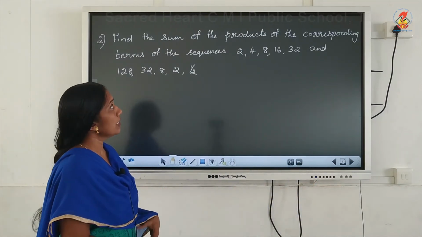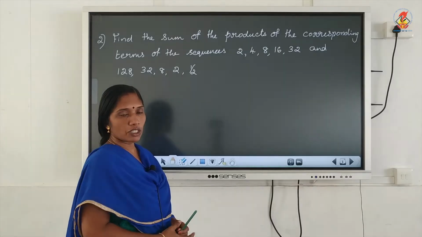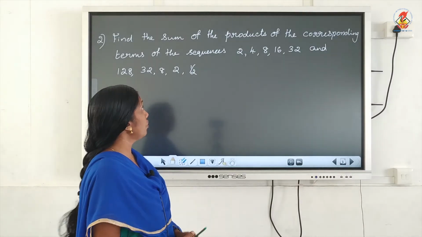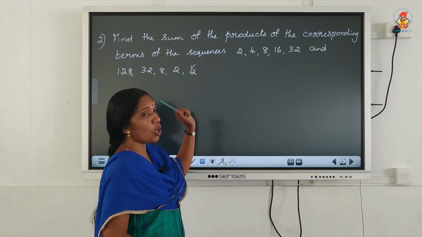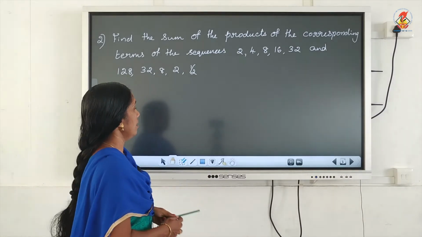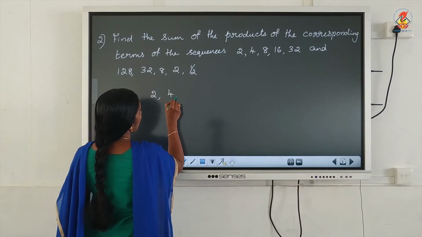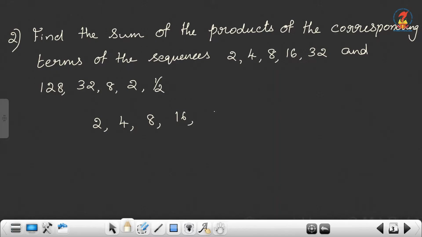Now the next one. Find the sum of the products of the corresponding terms of the sequences 2, 4, 8, 16, 32 and 128, 32, 8, 2, 1 by 2. So there are two sequences given. We have to find the sum of the products of the corresponding terms.